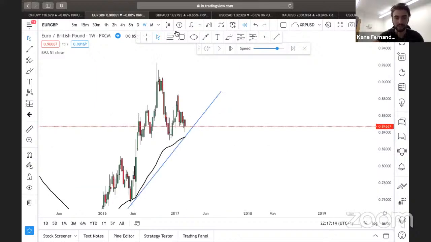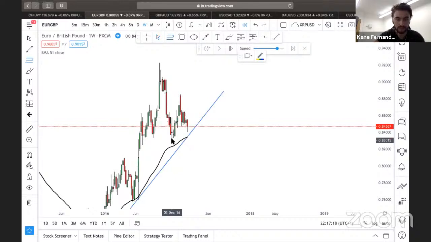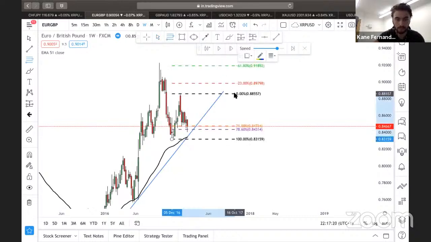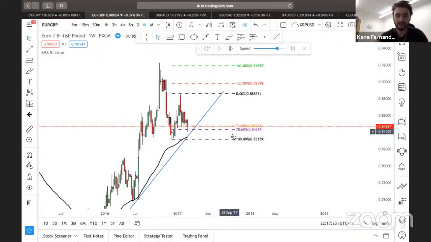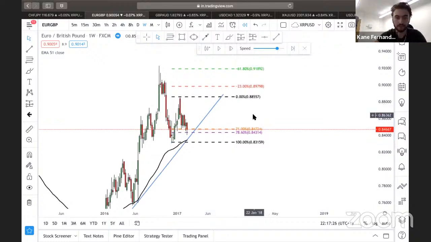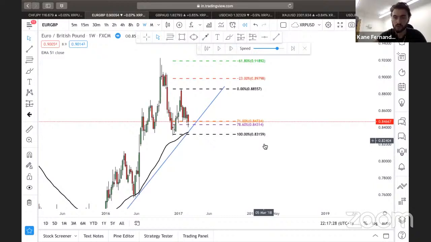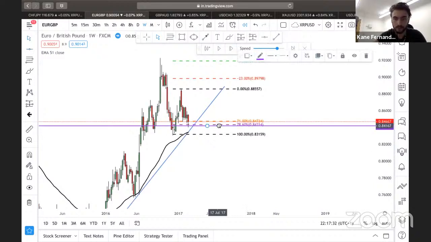Is there a Fibonacci which we could do on this time frame? Okay, so you kind of do have a fib on the bigger time frame. So yeah, we've got a psych level. The psych level is 0.84.